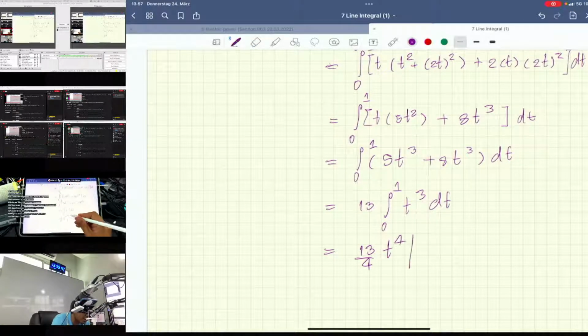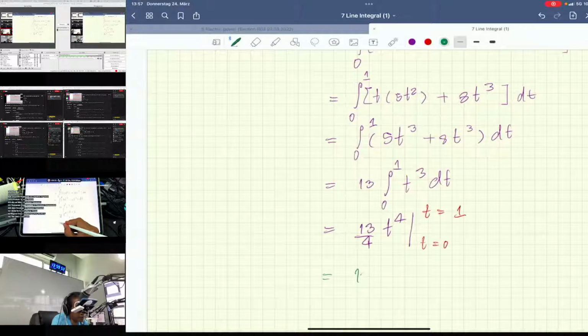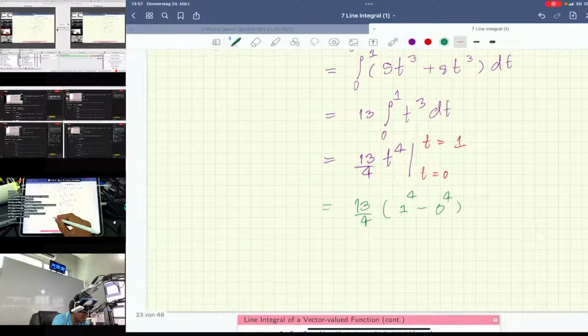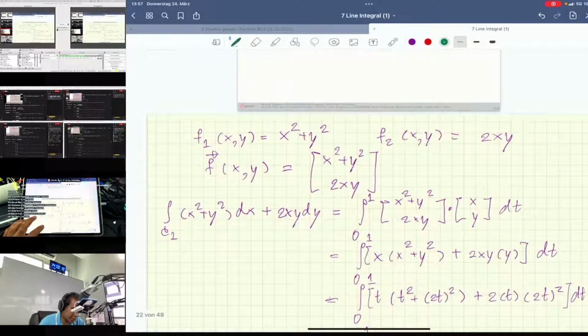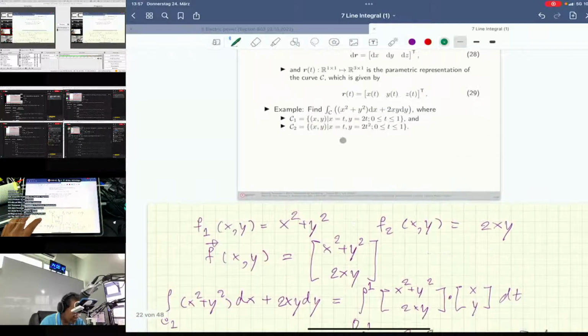And t starts from 0 until number 1. And finally, you're going to have 13 by 4, 1 with the power of 4 minus 0 with the power of 4. So finally, you get 13 by 4. That's the final answer to this problem. But this is only the result for the curve 1. We still have curve 2 too.